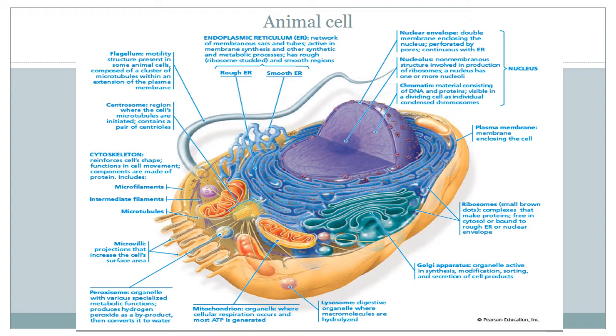And chromatin, material consisting of DNA and proteins. It is visible in a dividing cell as individual condensed chromosomes. We will be looking at all these cellular organelles more in detail.